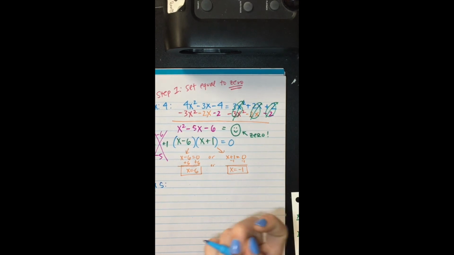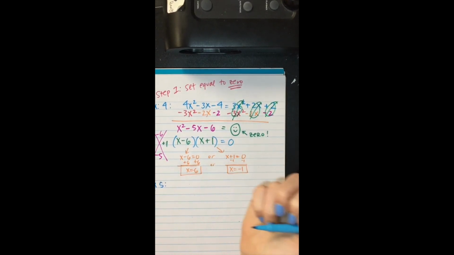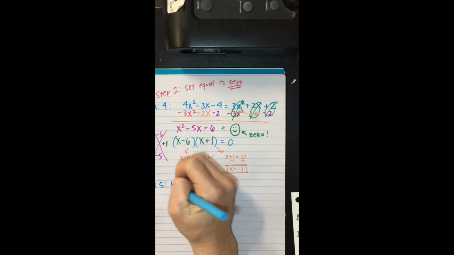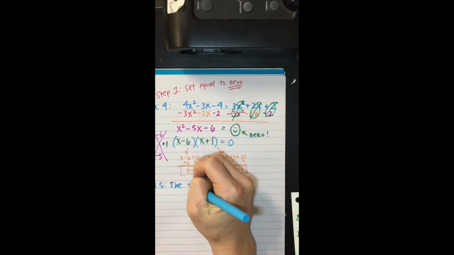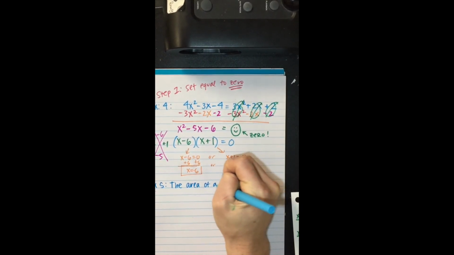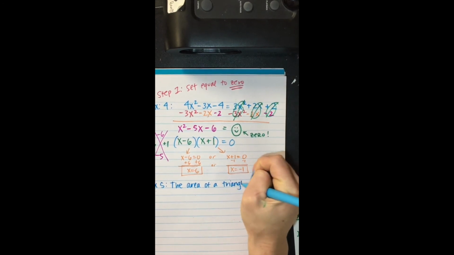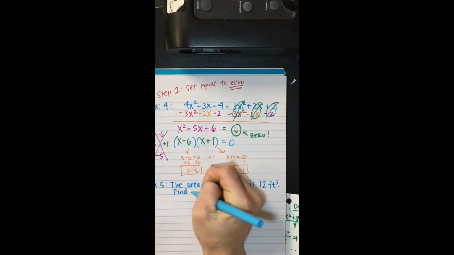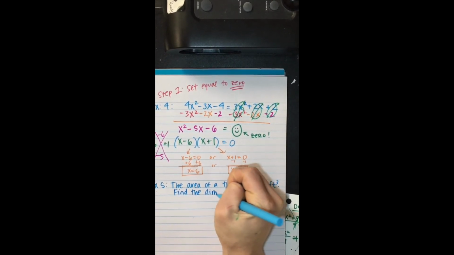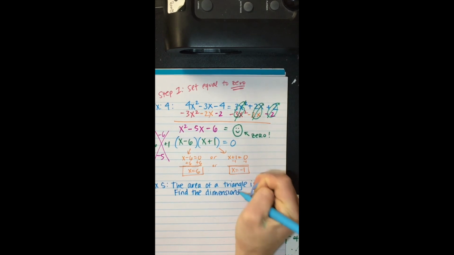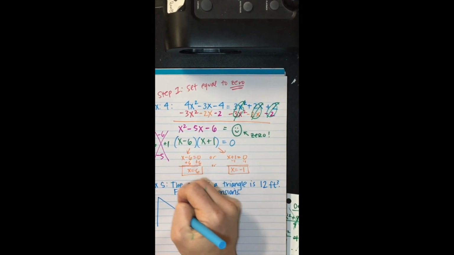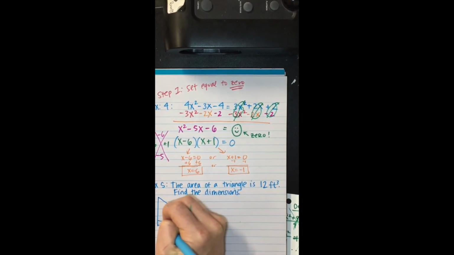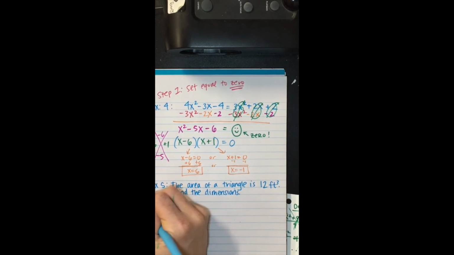Okay, so example 5 is going to have to do with geometry, which makes it a little bit more difficult, but we can do it. So I'm going to say the area of a triangle is 12 cubic feet. Find the dimensions. And here's my triangle. It looks like this. The base is x plus 2 and the height is x.